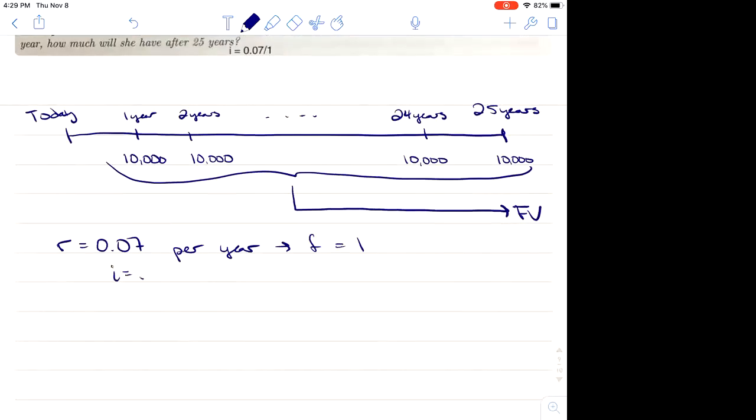Okay. So then I is R over F: 0.07 over 1, which is still 0.07. N is the number of payments. Here, I'm making payments each year for 25 years, so N is just going to be 25 payments. I put the N on the arrow again, just like we have been doing, remembering that the N is now payments instead of compoundings, especially because we weren't given a compounding. 1, I guess.